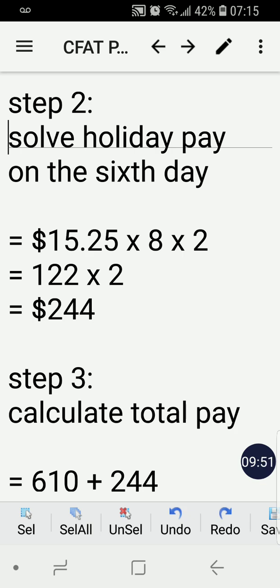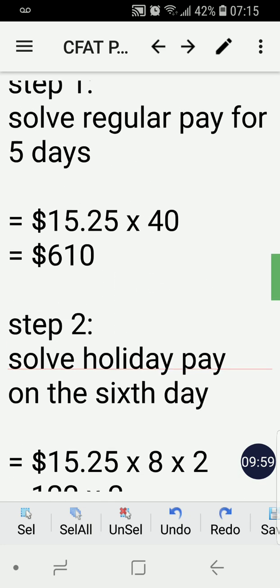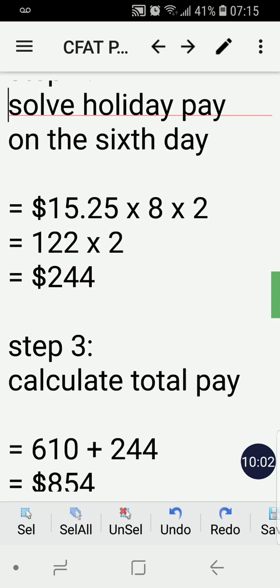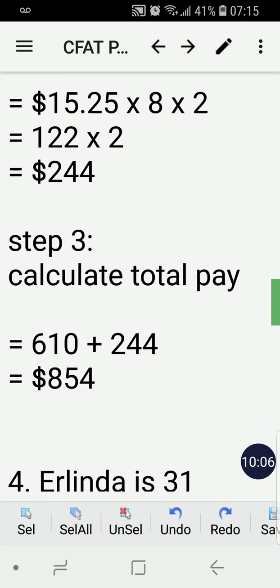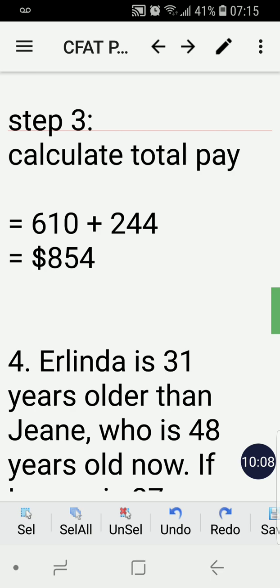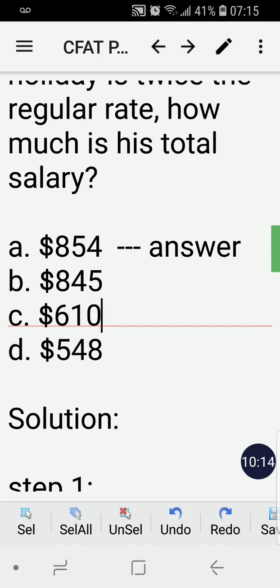And then step 3 now is to calculate the total pay. We just add the results together, 610 right there, and 244, and then we get a total of 854, which is letter A.